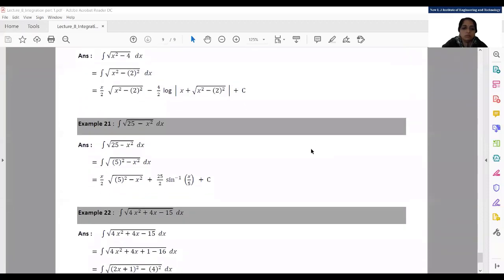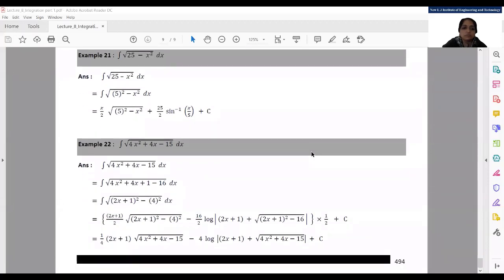Now for example number 22, integration of 4x square plus 4x minus 15. But this is not a perfect square. So for 4x square plus 4x, if I apply the formula again, my last term will be 1. So for adjusting, I put minus 15 as 1 minus 16. So this is now a perfect square.